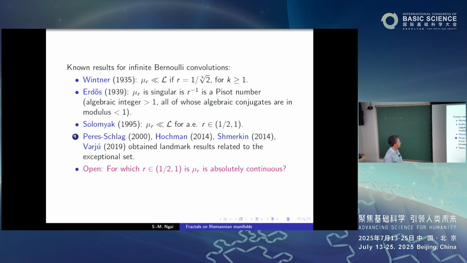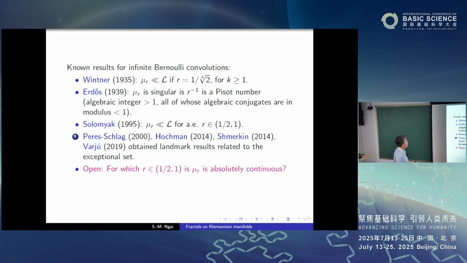So the reciprocal of R is a Pisot number, which is an algebraic integer greater than 1 whose algebraic conjugates all lie strictly inside the unit disk, then mu R is singular.